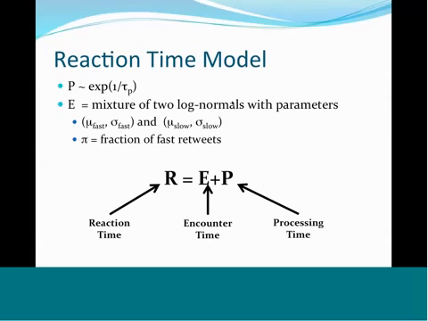So let's assume the processing time is an exponential random variable with the average value tau p. For the encounter times, well, we saw log normal is kind of fitting the data well. Let's just say this encounter time is also a log normal, but there's two kinds of log normals, a fast one and a slow one. Okay, with parameters mu fast, sigma fast, mu slow, sigma slow. And then pi is going to be the fraction of my fast retweets, the retweets that come from conventional retweeting. So I got 1, 2, 3, 4, 5, 6 parameters in this model. So we'll just fit it with maximum likelihood estimation and see which model fits best.